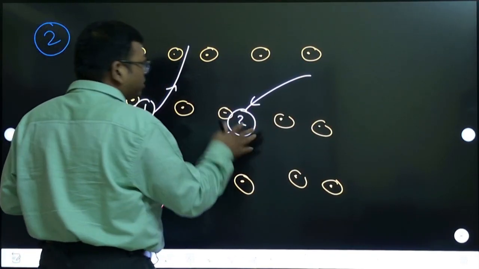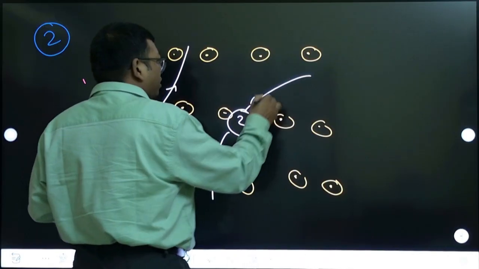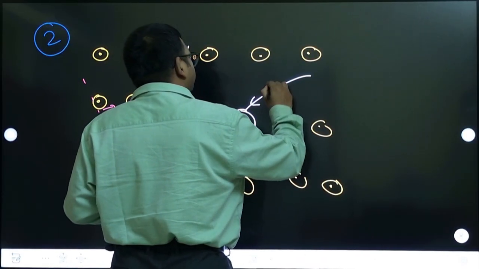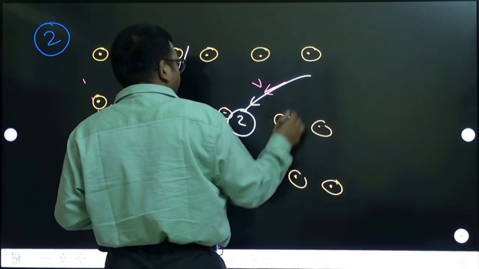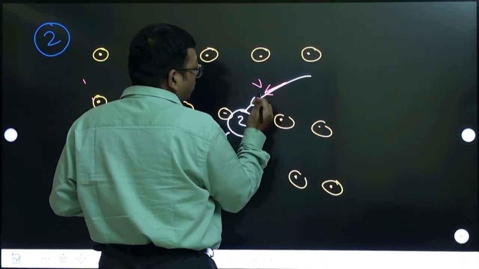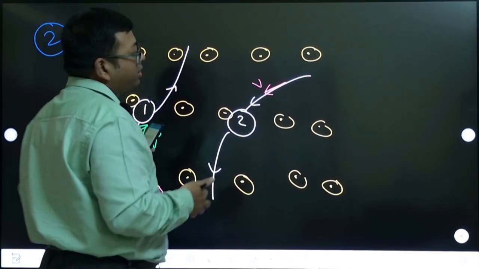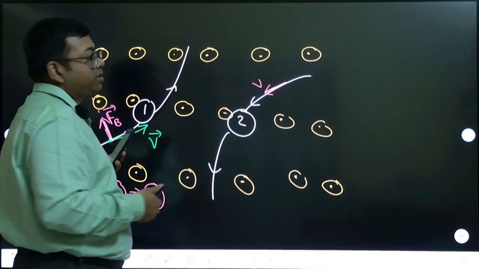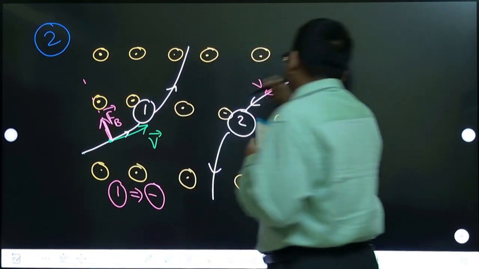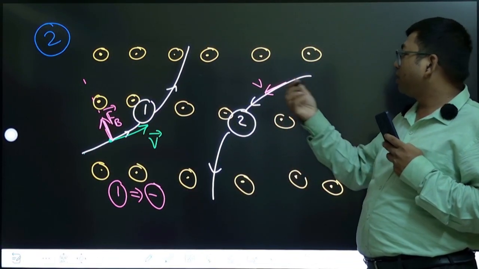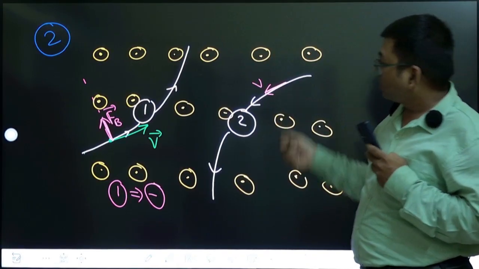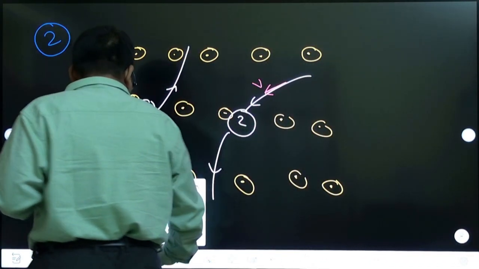Now see about here. Here also, this direction is the velocity direction, and the magnetic field is coming out. So what is the V cross B direction? Try to find out the V cross B direction. So V is this way and B is coming out. V cross B is coming this way, right?